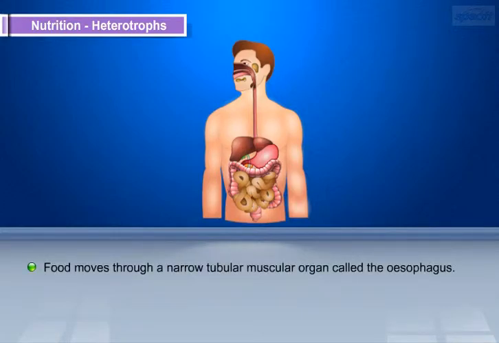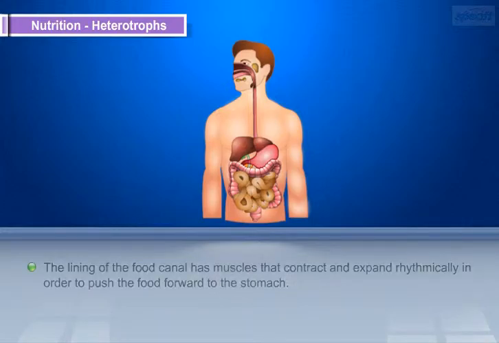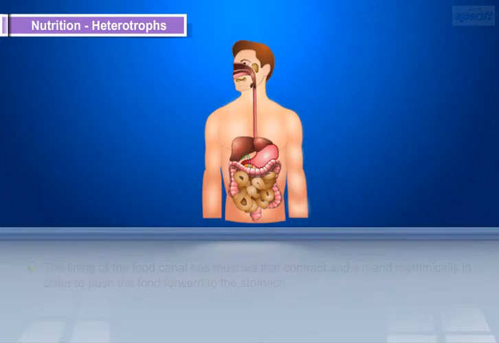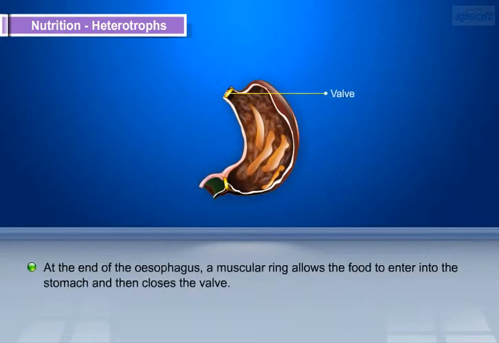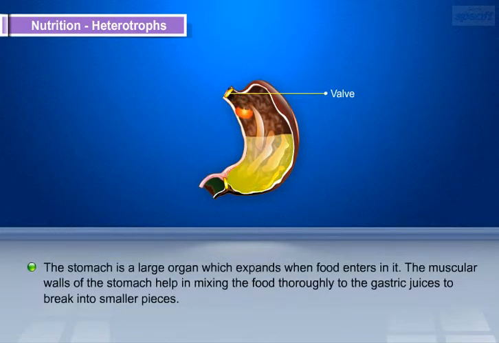Food moves through a narrow tubular muscular organ called the esophagus. The lining of the food canal has muscles that contract and expand rhythmically in order to push the food forward into the stomach. This series of muscular contraction is called peristalsis. At the end of the esophagus, a muscular ring allows the food to enter into the stomach and closes the valve. The stomach is a large organ which expands when food enters it.